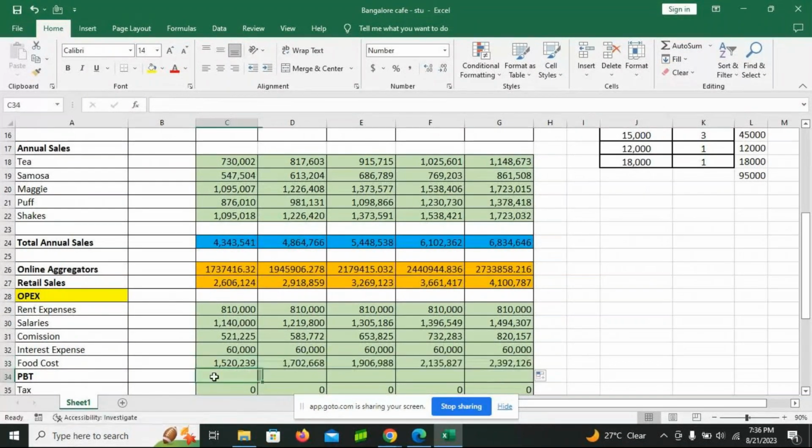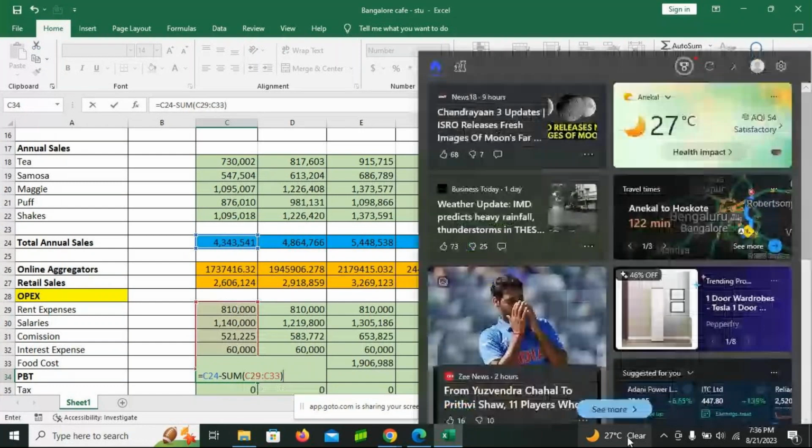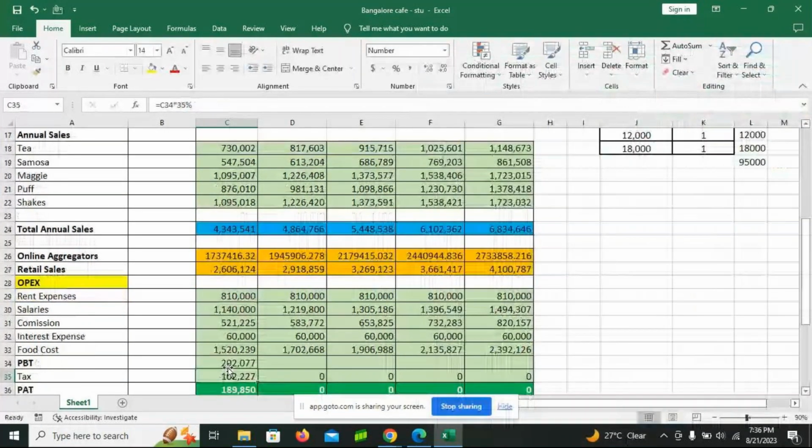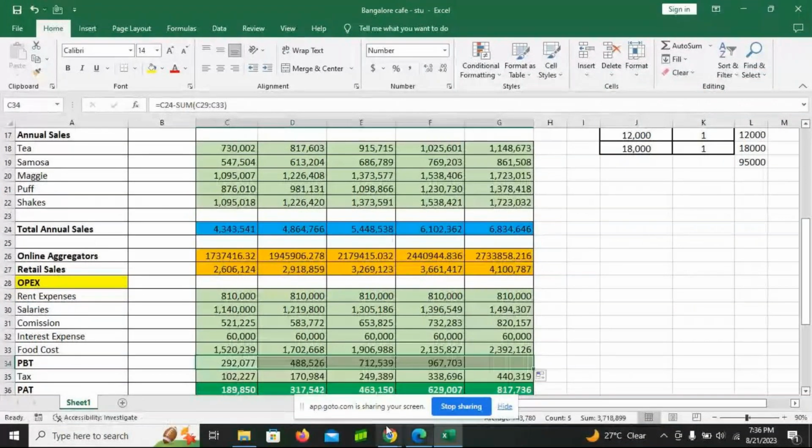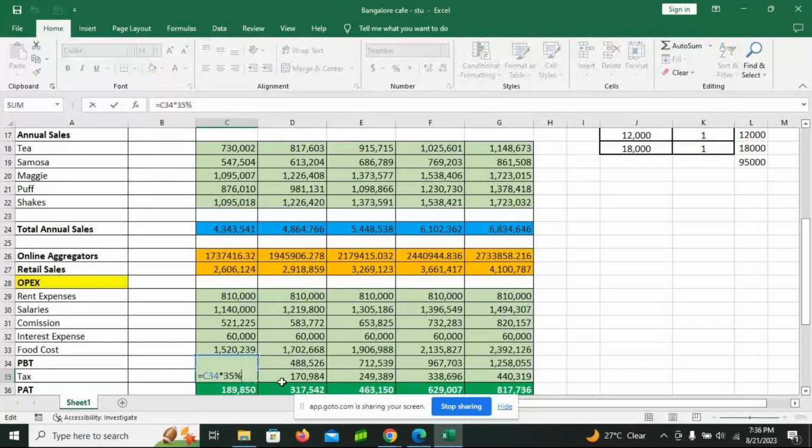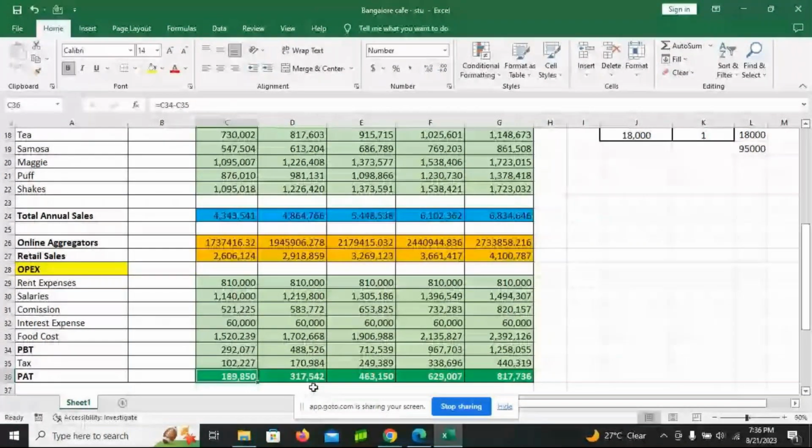So PBT will be 24 minus sum of entire cost. Tax is 35% on PBT. So calculate this, guys.